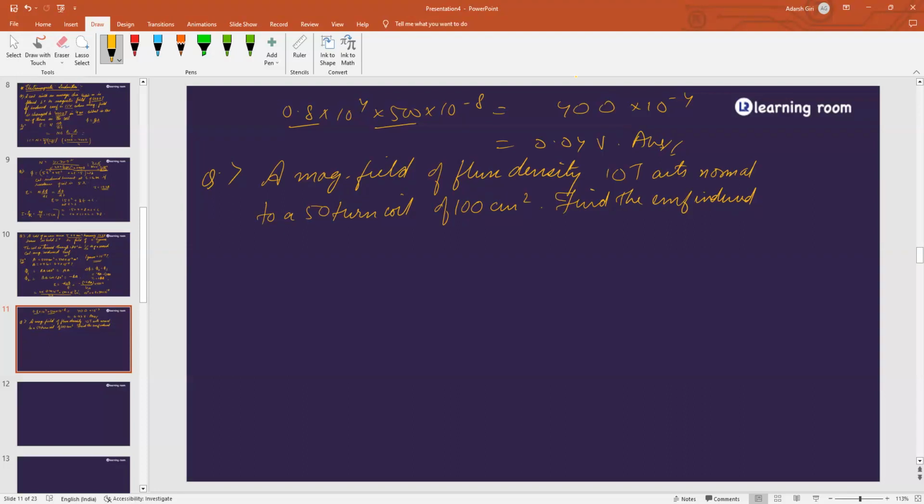Find the EMF induced in it if the coil is removed from the field in 1 by 20 seconds. Do this.